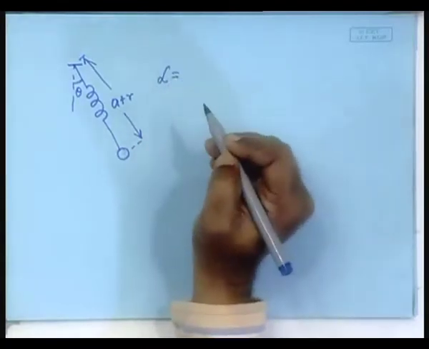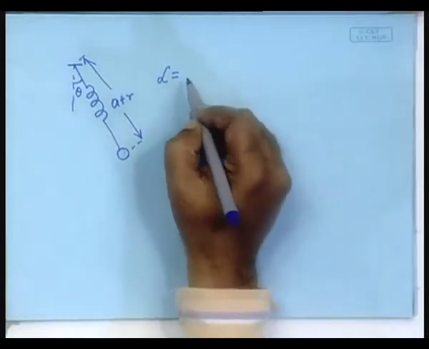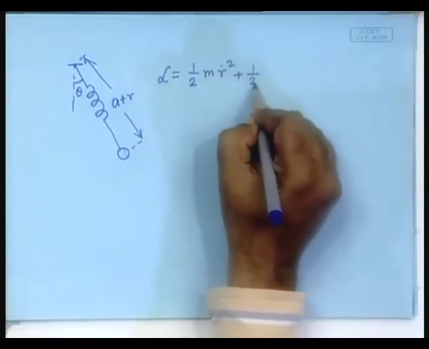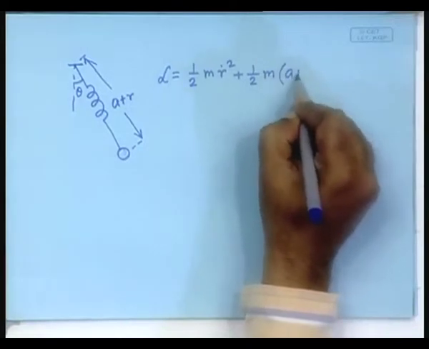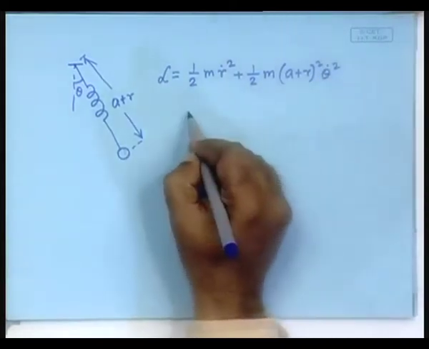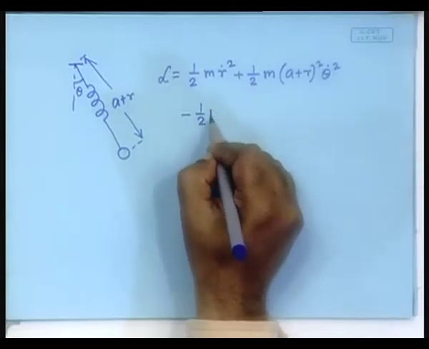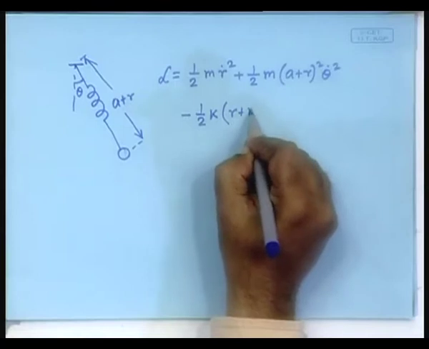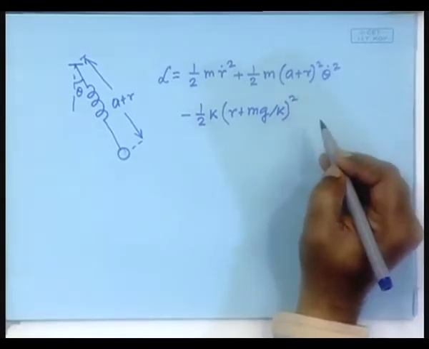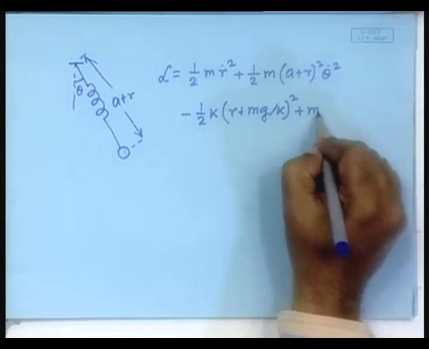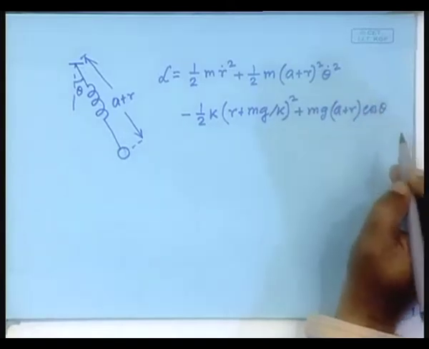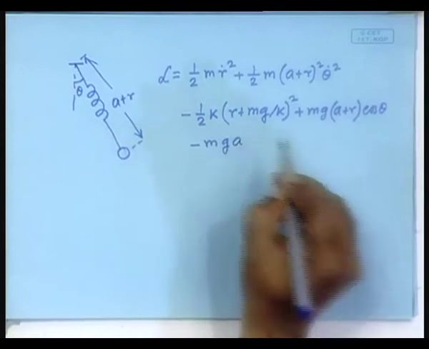I will not derive it all over again, I will simply write it. It was half m r dot square plus half m (A plus R) square theta dot square minus half k (R plus m g by k) square plus m g (A plus R) cos theta minus m g A, that is how it was.